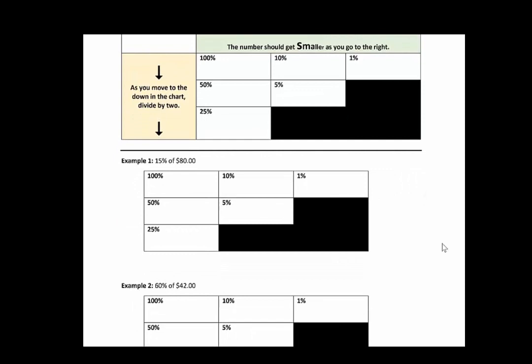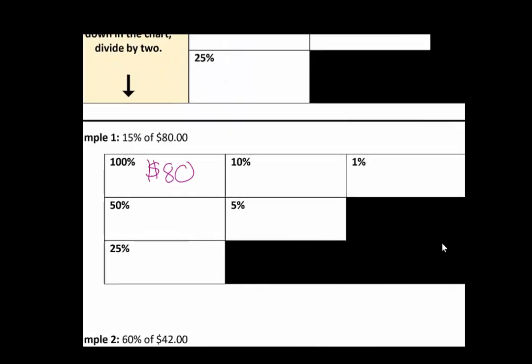It'll make more sense. So in example 1, we're going to calculate 15% of 80. And before I do any of that, I want to fill in the chart. So 100% of $80 is just straight $80. Let me zoom in here. It doesn't matter if we work right or down first. I'm going to work down first in this case. As we go down the chart, you're dividing by 2. So 80 divided by 2 is 40. And if we move down again, we're dividing by 2 again. So 40 divided by 2 is 20.